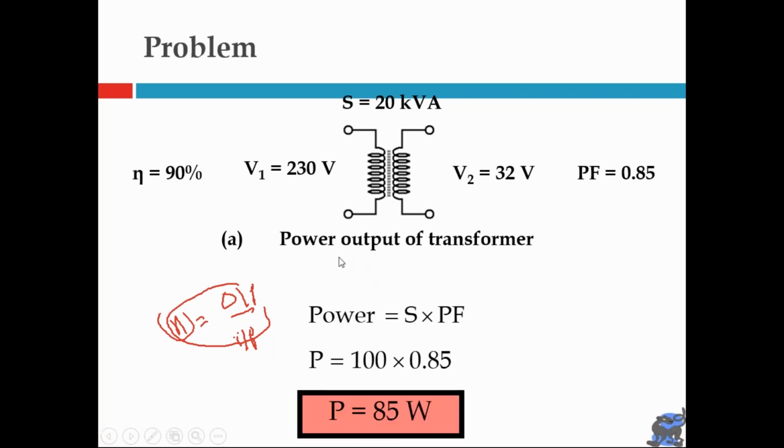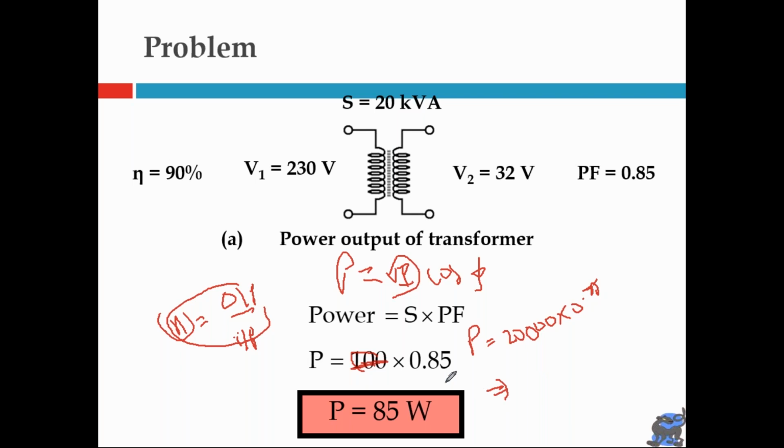This is the first question: how can we calculate the power output of a transformer? The power output P is equal to VI cos phi. Here VI is the apparent power, that is S. So P is equal to apparent power times power factor. The given, sorry, 100 is the wrong answer. P is equal to S, which is 20,000, into 0.85.